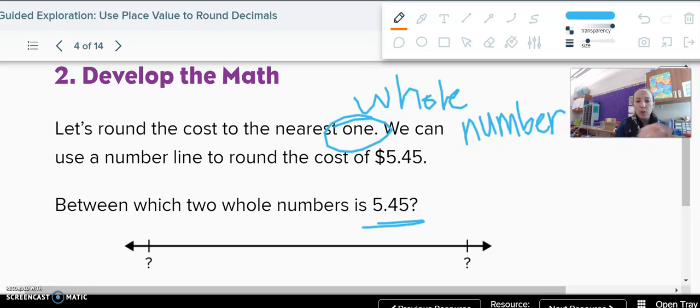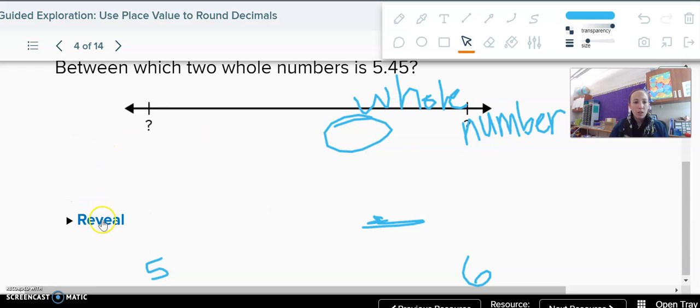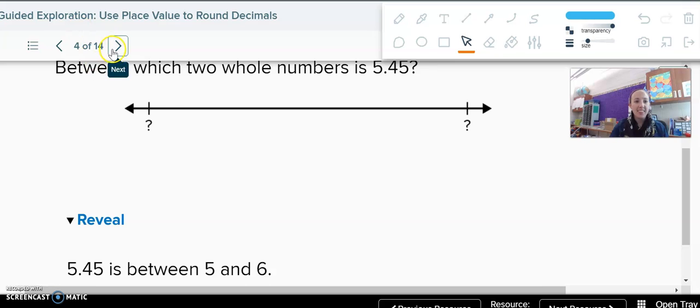So 5.45, which whole numbers is it in between? Well, I know 5 is going to be one of them, because that's what it starts with. And then I know it's going to be bigger than that, because there's also some cents. And then $6 would be the next whole number. So go ahead and put that on your paper. I'll just have you practice putting one on there. I won't make you do a number line for all of them, but it's good to see how it works. Look, 5 and 6. We got it.